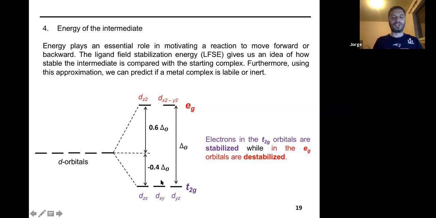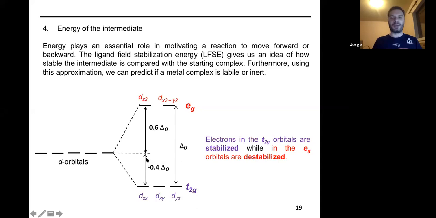The T2G group is stabilized by minus 0.4 of the delta O, and the EG group is destabilized by 0.6 of the delta O. Important detail here: electrons in the T2G orbitals are stabilized, while in the EG orbital they are destabilized.